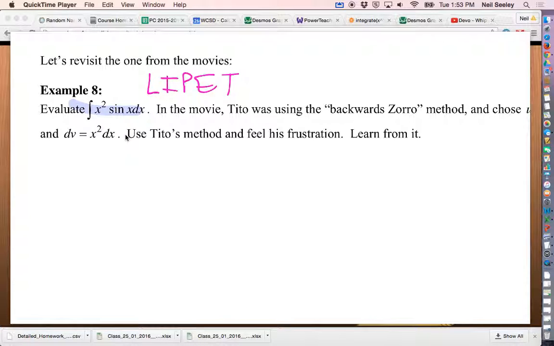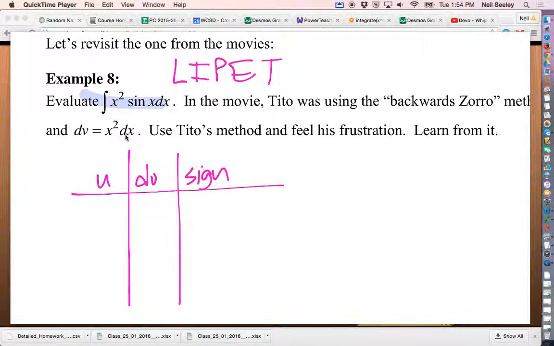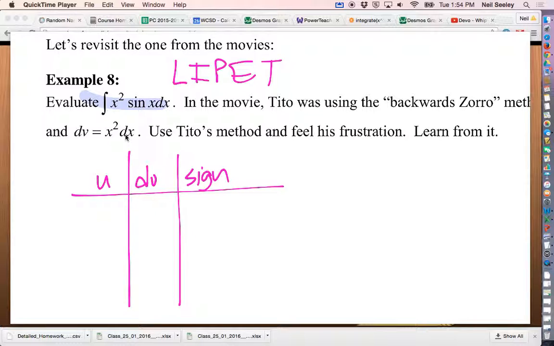You just flip it. x squared or sine of x, which one gets to be u? Ready? Our fate is in your hands. No. I'm going to write u. It's going to be sine of x, right? Oh, you guys are killing. No.